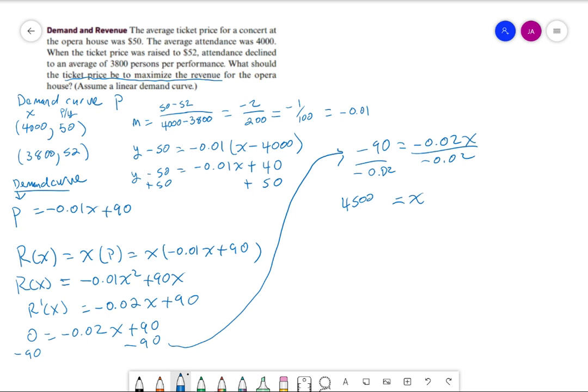And so if that's the optimum number of tickets sold, go back to our demand curve, plug in our specific x value here, this number of tickets sold, and then here we'll calculate what that value is. Then we get that the average ticket price that would maximize the revenue would be specifically $45. If we desired to find then the maximum revenue expected, we could plug that into the revenue function.